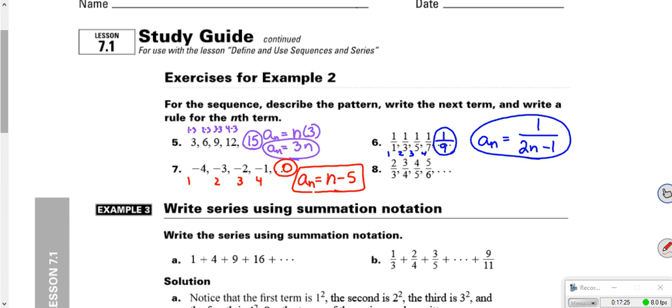So again, if I wanted the 10th term, 10 minus 5 is 5. If I wanted the 100th term, and again, those are the kind that I see on ACT tests all the time, it's 100 minus 5, or 95. Okay, the next one.